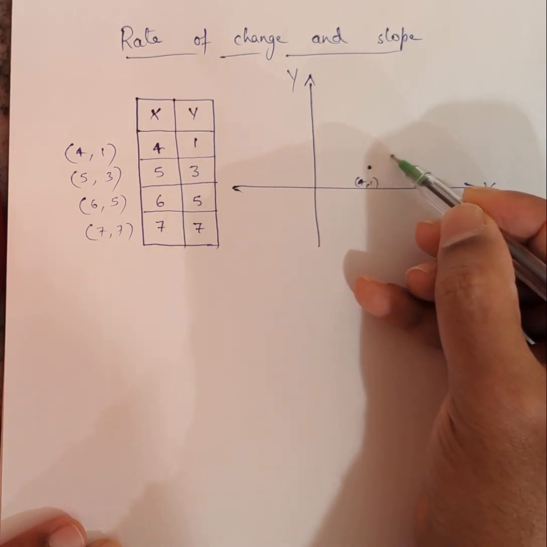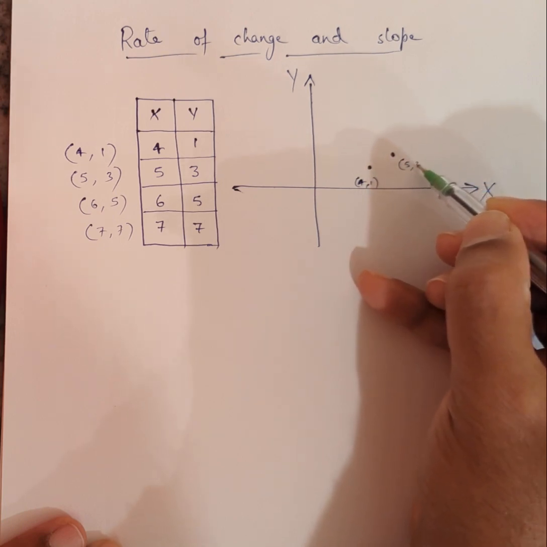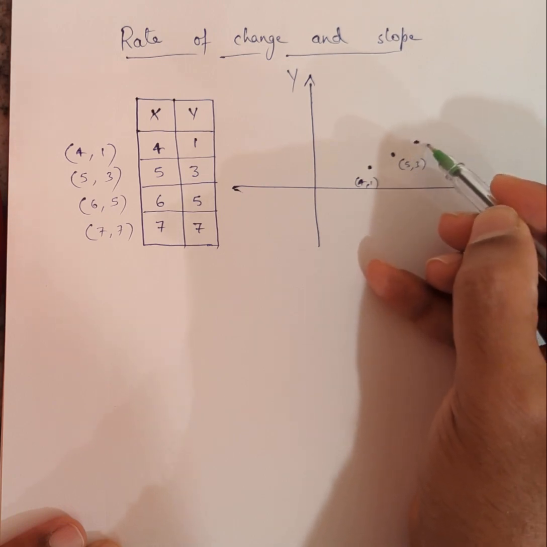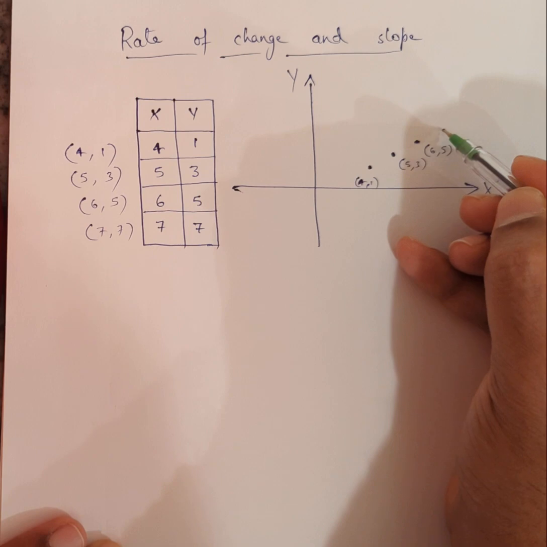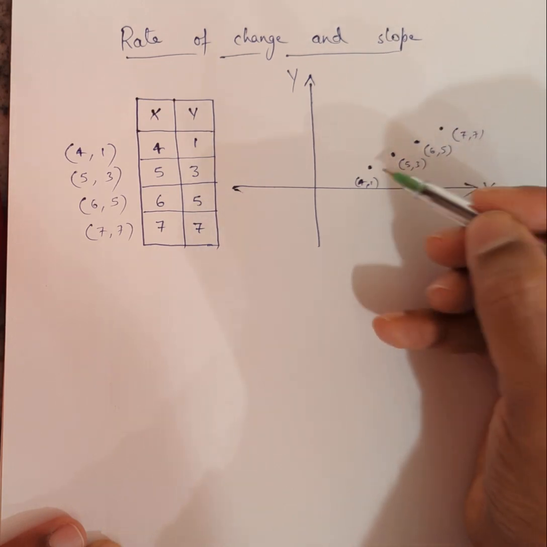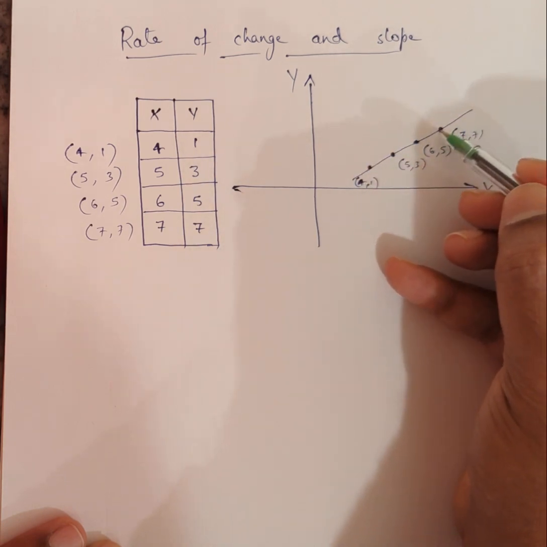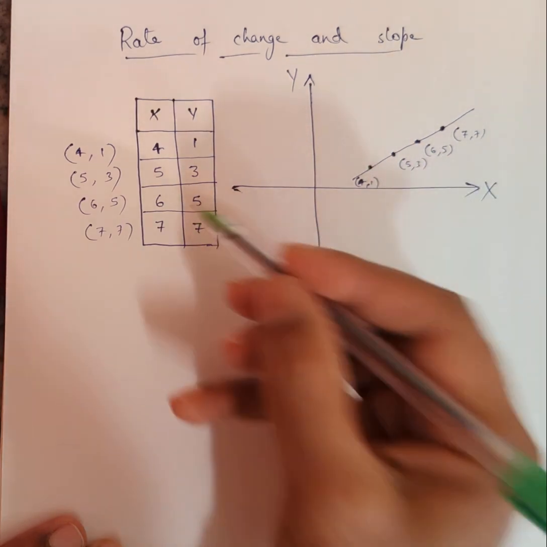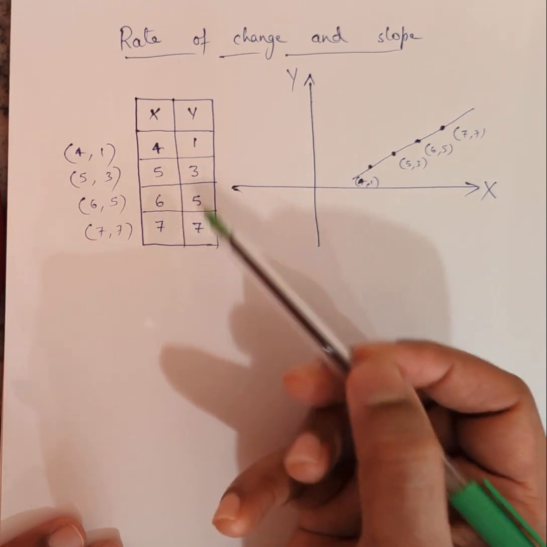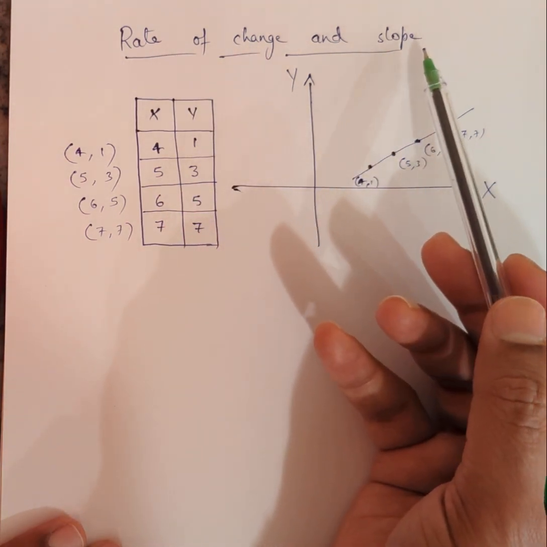(5, 3) might be somewhere here. And (6, 5) might be here. And (7, 7) might be here. So all of these points will fall on a straight line. That's why this is called linear data or linear function. And when the data is linear, then the rate of change is nothing but the slope.